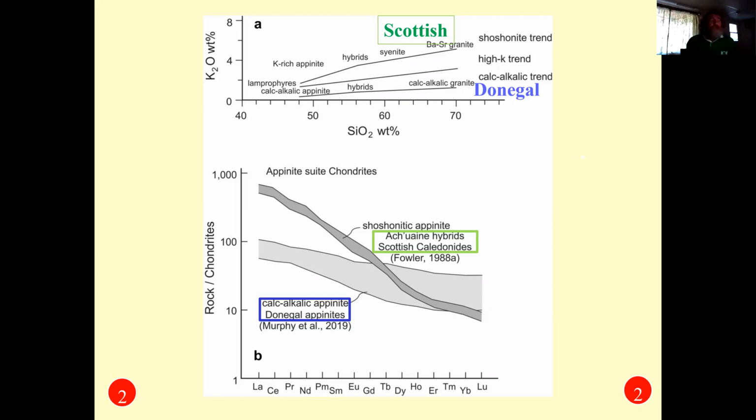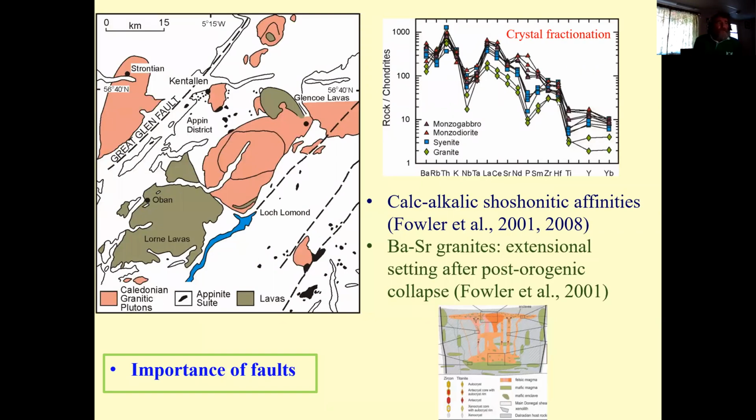One of the impressive studies in the Scottish Caledonides by Mike Fowler and colleagues showed, if you look at the upper right here, that for compositions that vary from gabbro to granite, so the appinite complexes themselves and the coeval granites, they follow a parallel trend. And Mike interpreted that to reflect that the felsic rocks, the batholiths, were actually derived from the appinitic mafic parents by crystal fractionation.